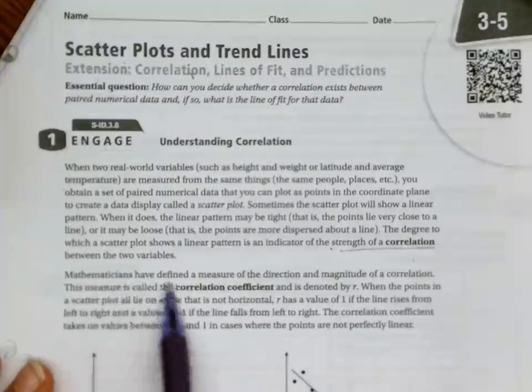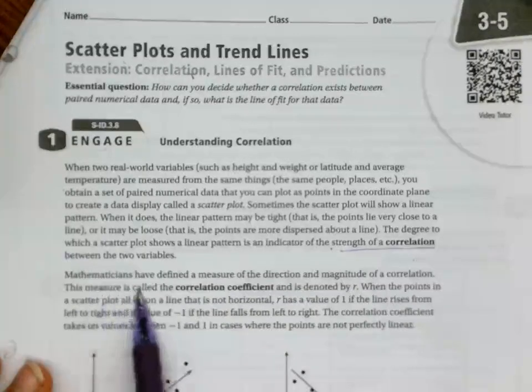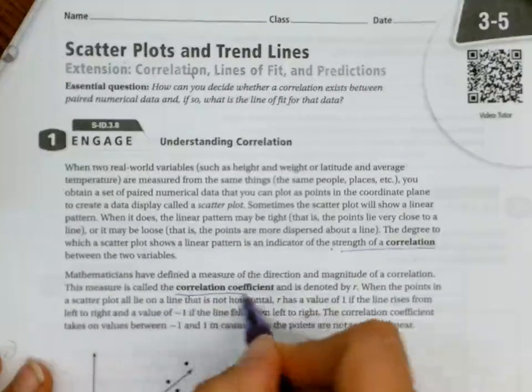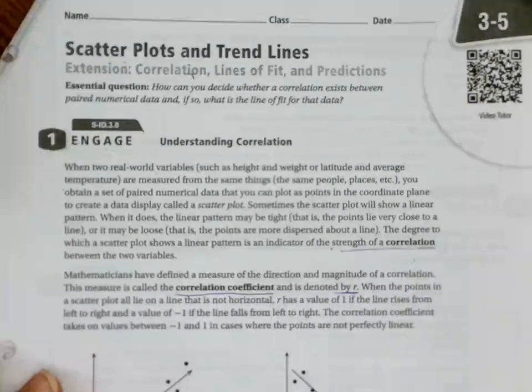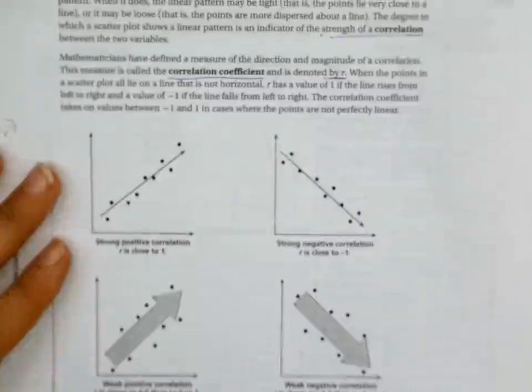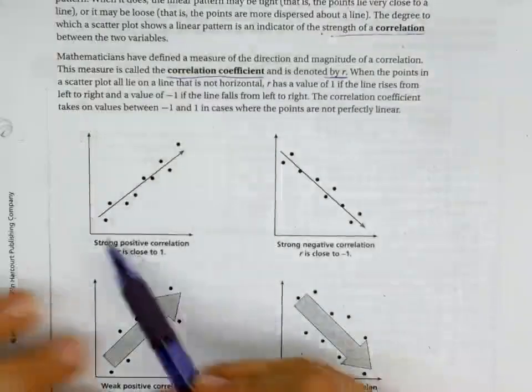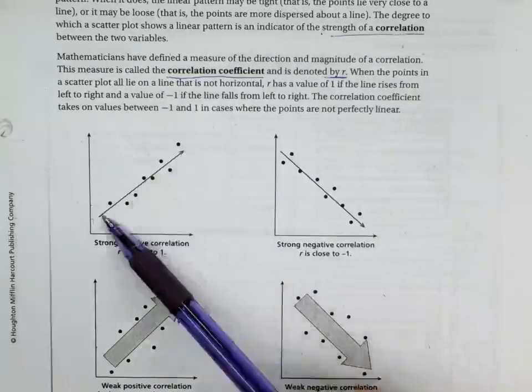Mathematicians have defined a measure of the direction and magnitude of the correlation. This measure is called the correlation coefficient and is denoted by R. When the points of the scatter plot all lie on a line that is not horizontal, R is the value of 1 if it rises from left to right, and a value of -1 if the line falls from left to right. So it's 1 versus -1. That's a 1, -1. Okay, this is a very strong correlation.